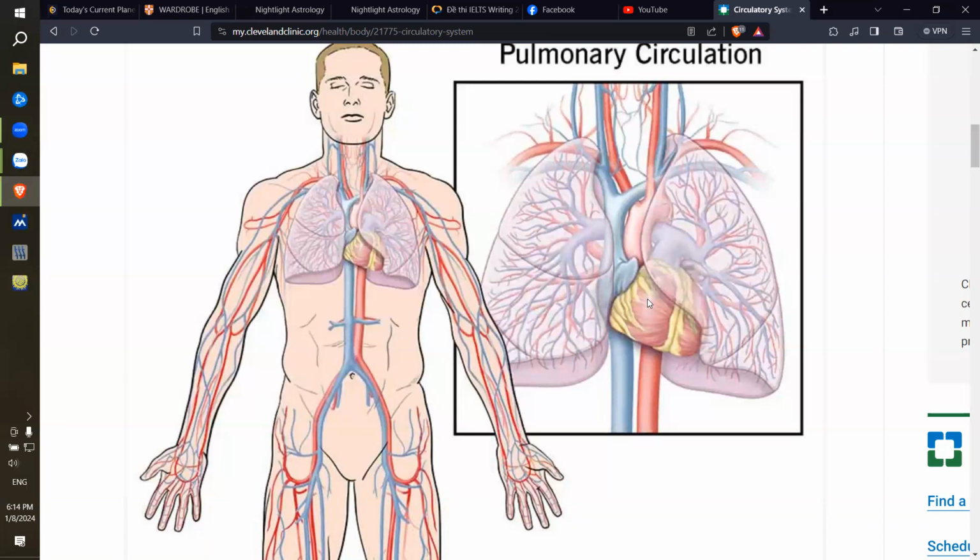Anything else? The heart is involuntary, so it can pump blood by itself without the nervous system control.